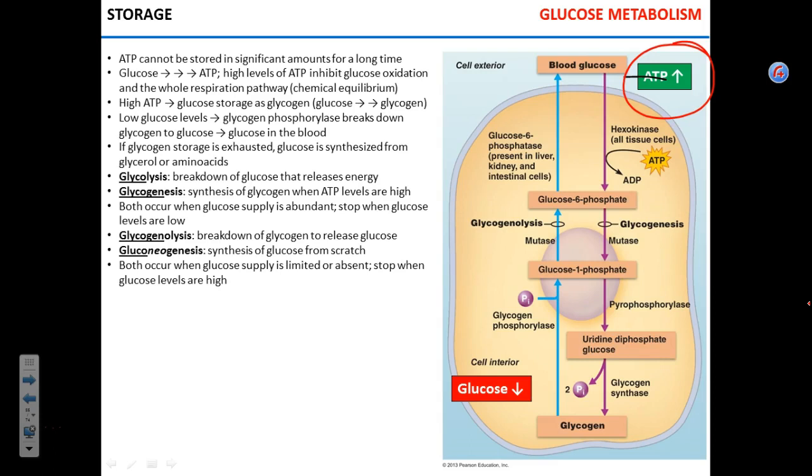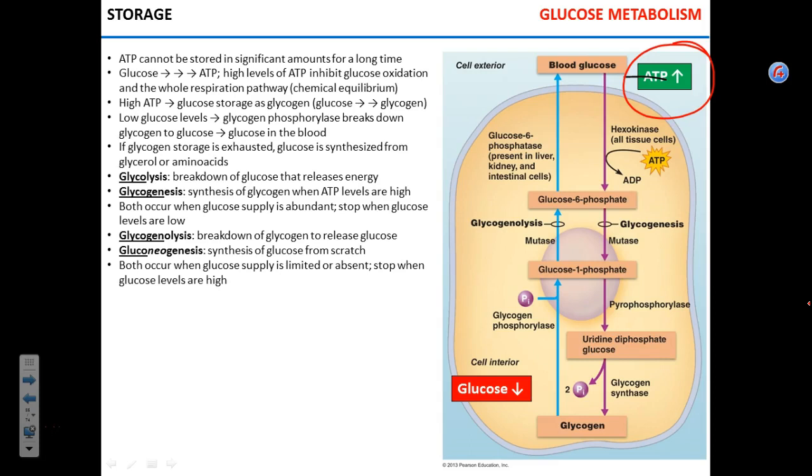Can we store ATP in the cell? We can't. ATP is not stored. So, what if we have a lot of glucose? A lot of glucose. We can only produce so much ATP. Does that make sense? Do you understand?